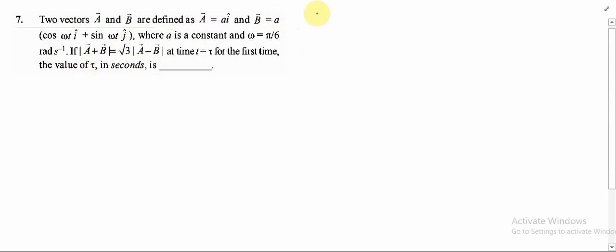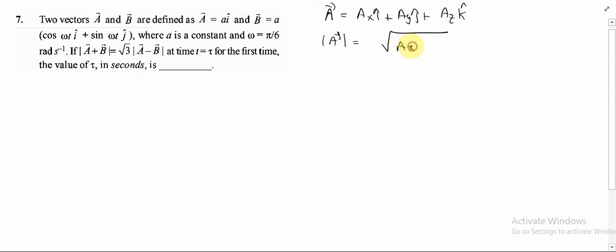And for solving this question, you need to know only one thing, that is, if a vector is given to us, a vector is equal to ax I cap plus ay j cap plus az k cap, vector is given like this, then the modulus of that vector is given by root of ax square plus ay square plus az square.